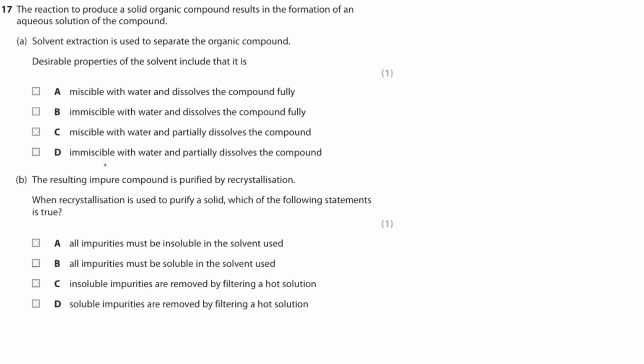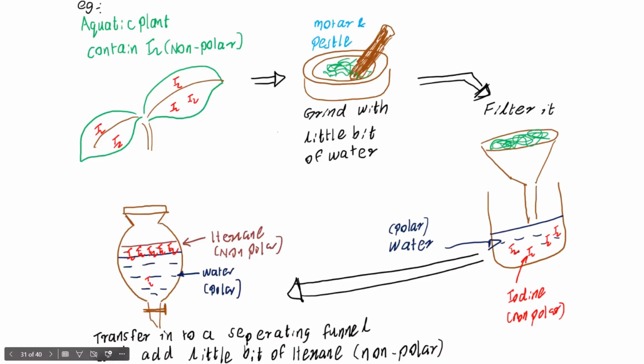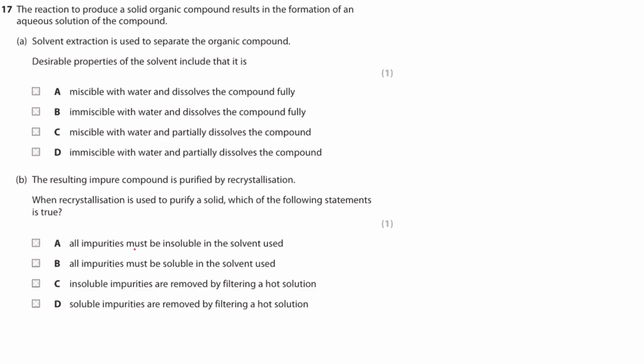Now let's see what answers they have given. First point, they are saying that the properties of the solvent include that it is miscible with water and dissolves the compound fully. No, I don't want that solvent to be miscible with water because I won't be able to get these two layers inside the separating funnel. So the first one, no. Immiscible with water, that's correct.